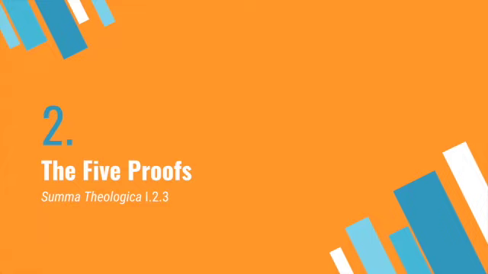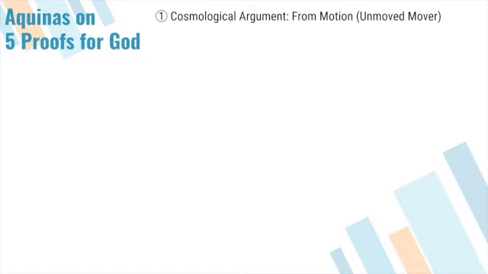All right, now let's get into the 5 proofs themselves from the Summa Theologica. The first one is one type of cosmological argument, right? Of the 5 proofs that he gives, the first 4 are cosmological arguments. Cosmology is about the structure or order of the universe, right? That is just a field in philosophy, kind of like metaphysics. Metaphysics investigates existence and being. Cosmology investigates the order of the universe, right?